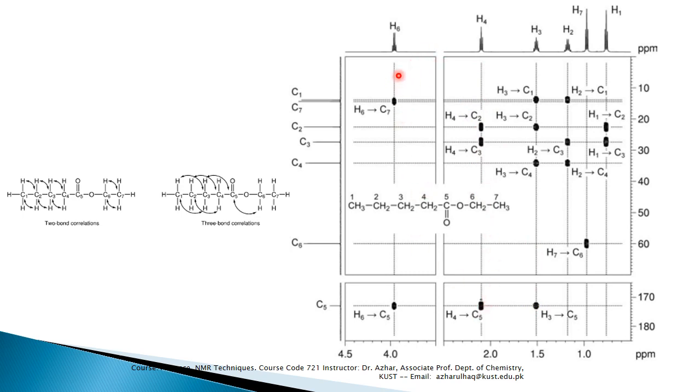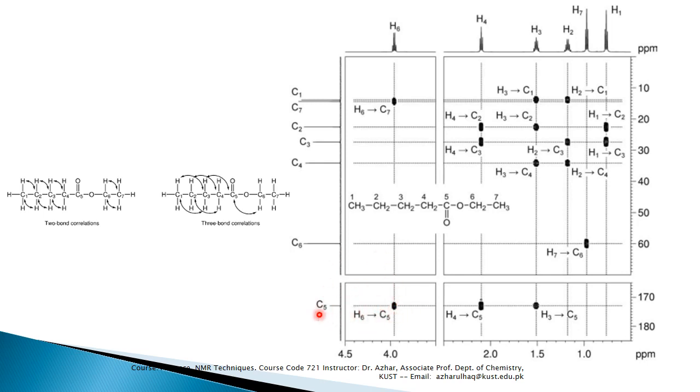And H6 shows connectivity as cross peaks. These are called cross peaks or connectivity, because when we proceed in the downward direction, that is in the y-axis direction, and in the x-axis direction, these 2 lines intersect each other. This is a cross peak. H6 shows connectivity with C7 and C5.